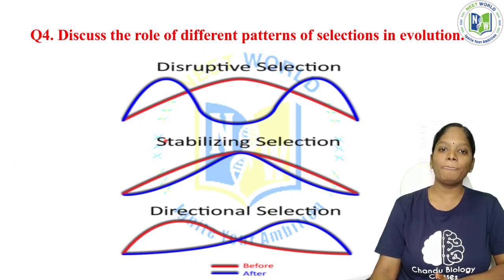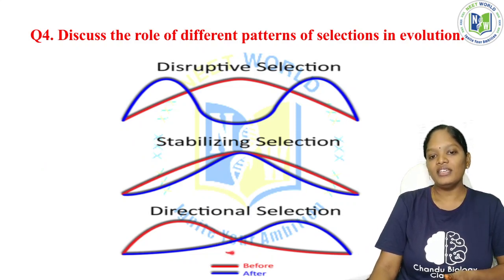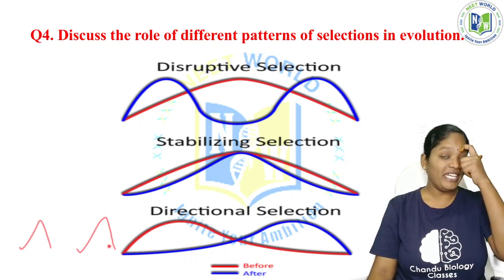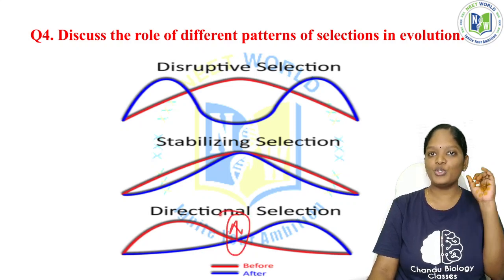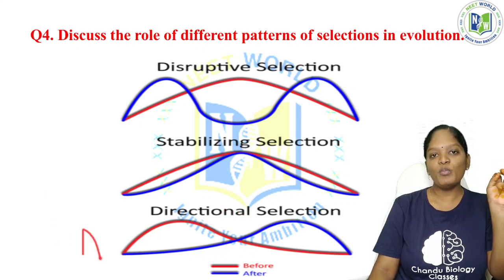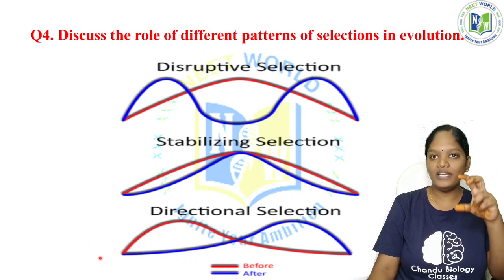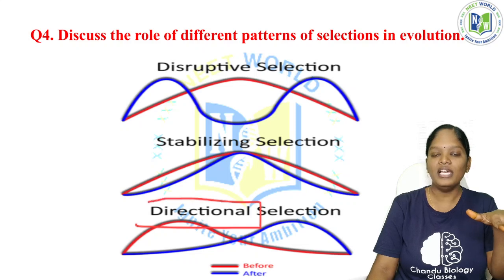Now, directional selection. Directional selection refers to either large or small, not medium. Here the medium will not be selected. Either it has to be the large tailed squirrel or the small tailed squirrel, but not both. Either it will be large or small, but not medium. That is what directional selection is.